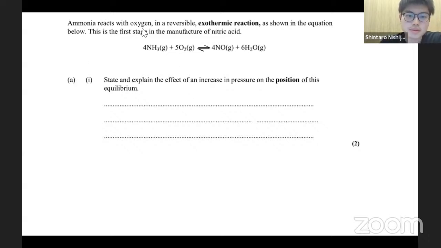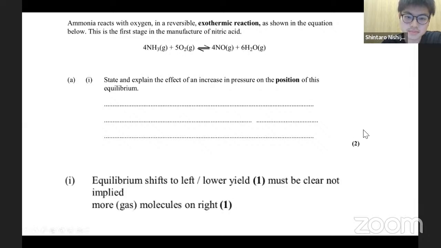And we can count, right? We have 4 ammonia and 5 oxygen, so that adds up to 9 molecules on the left. 4 molecules of nitrogen oxide and 6 water molecules is 10 total. We've got 9 on the left and 10 on the right. So there are fewer molecules on the left. The equilibrium shifts to the left because there are fewer gas molecules there.